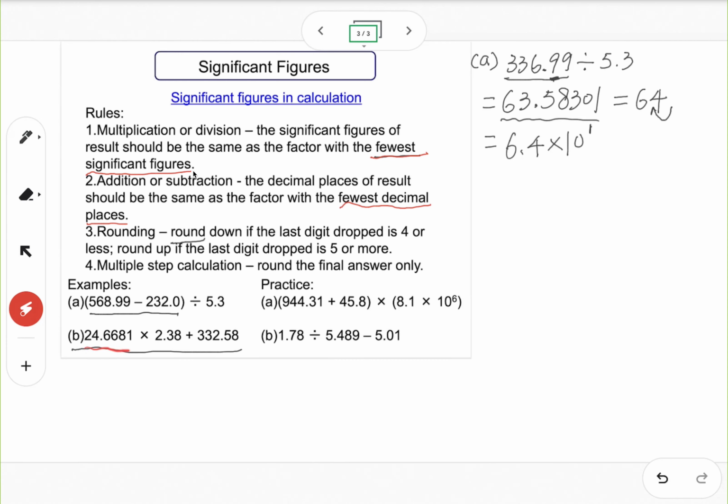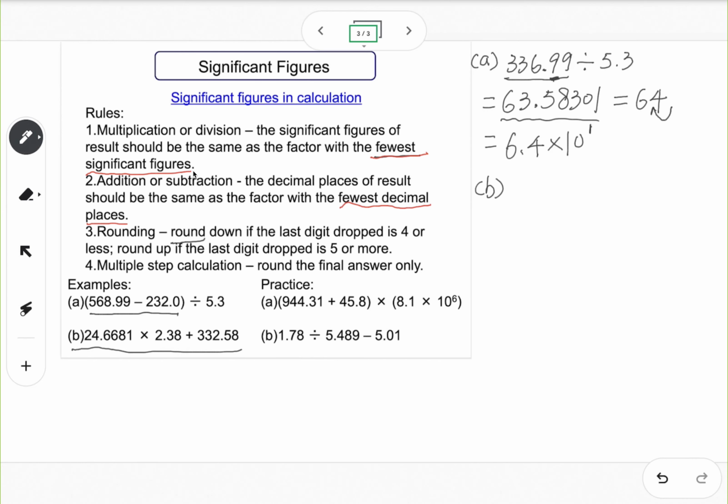This one has 6, this one has 3. So the intermediate answer from this multiplication should have only 3 significant figures.